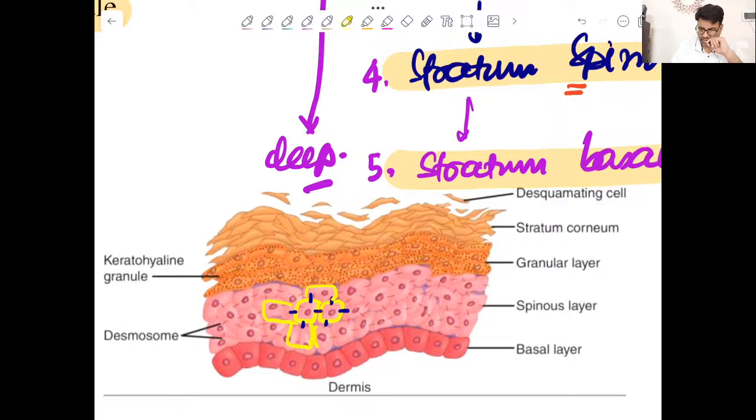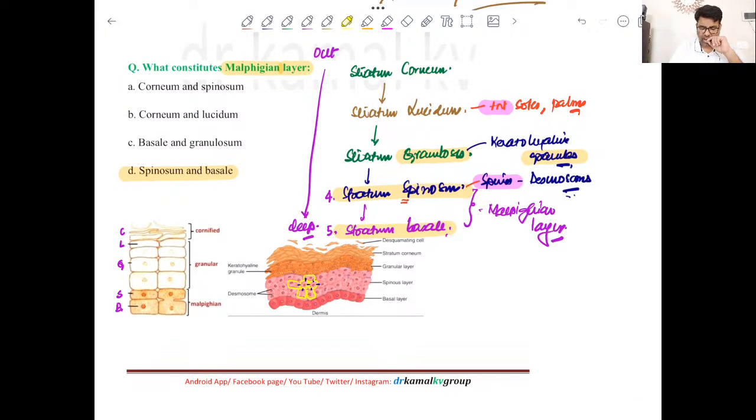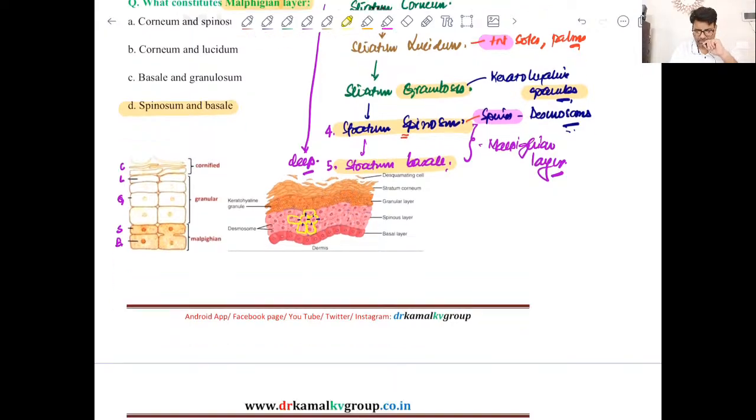Fine, something like this. And in the granulosus layer, there are keratohyaline granules, and therefore we use the word stratum granulosum, right? So these are the 5 layers, and the last 2, the deeper 2, are known as the Malpighian layer.